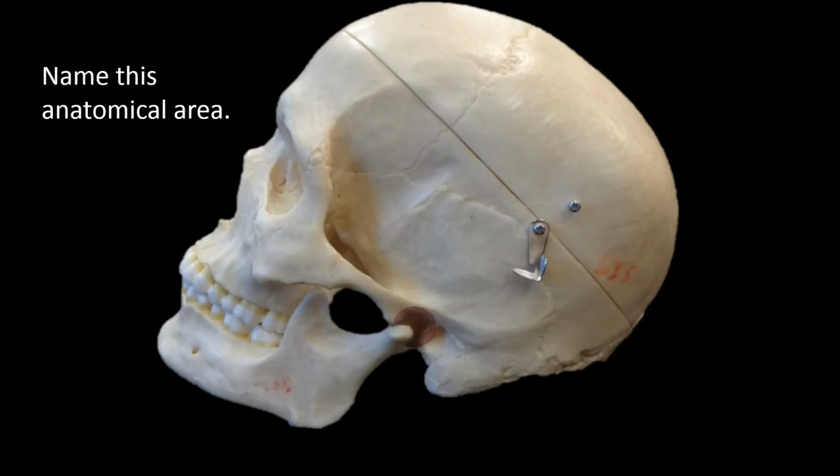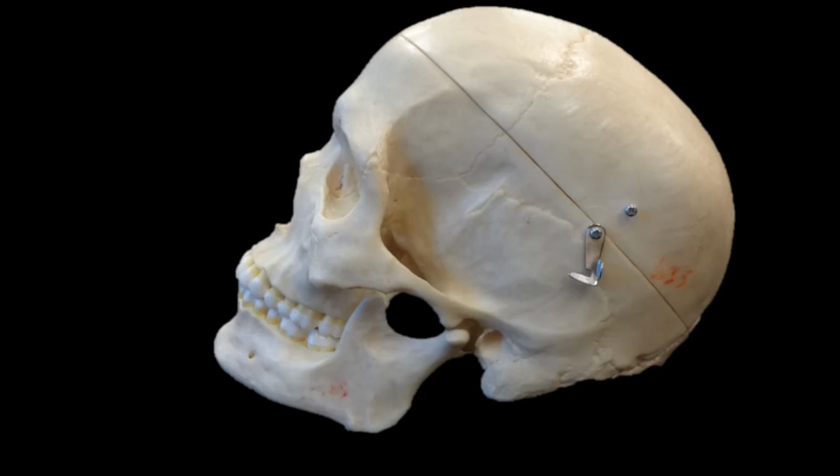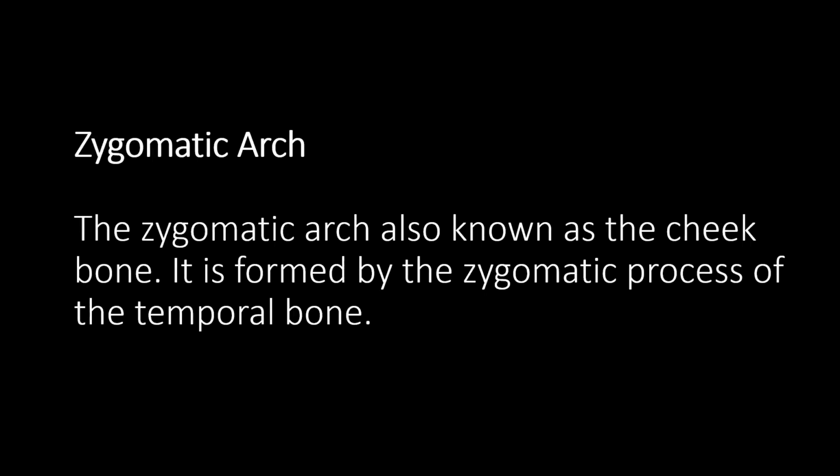Name this anatomical area. Mandibular fossa. The mandibular fossa is the depression in the temporal bone that articulates with the mandibular condyle. The mandibular fossa is also known as the glenoid fossa. Name this anatomical area. Zygomatic arch. The zygomatic arch, also known as the cheekbone. It is formed by the zygomatic process of the temporal bone.